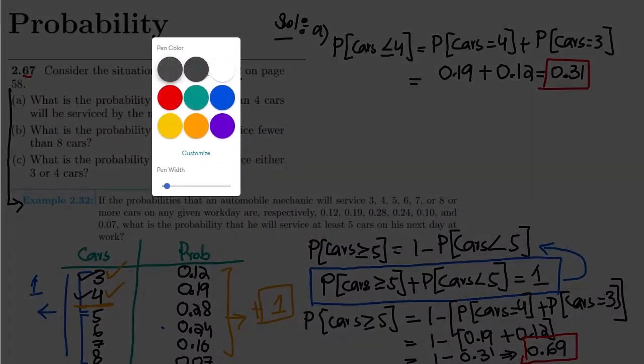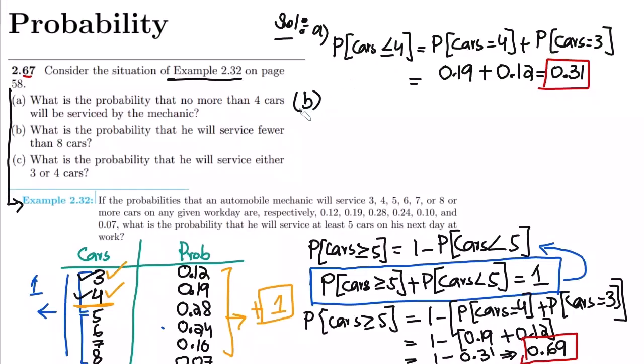Similarly for part B, what is the probability that he will service fewer than 8 cars? I have to find the probability that he will service a number of cars fewer than 8. So I would have to add the probabilities of 3, 4, 5, 6, 7, all of them together, which will be difficult. But I can see that if this is less than 8, I can also take the other part of it.